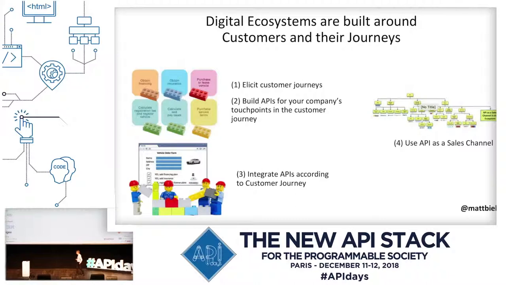Okay, to summarize, what have we learned here? In digital ecosystems, it is very important to look at the customer. Digital ecosystems are not built around a technology or around APIs as such. They are built around customers and around their needs. They are built around a customer journey that you want to support. Based on that customer journey, we then create, in a second step, the APIs that will support digitalizing this customer journey. Then we can use these building blocks, these APIs we've created, in order to build apps that just map one-on-one to the customer journey. And then we can use the API as a sales channel to create an actual valuable business around these APIs that we've built.